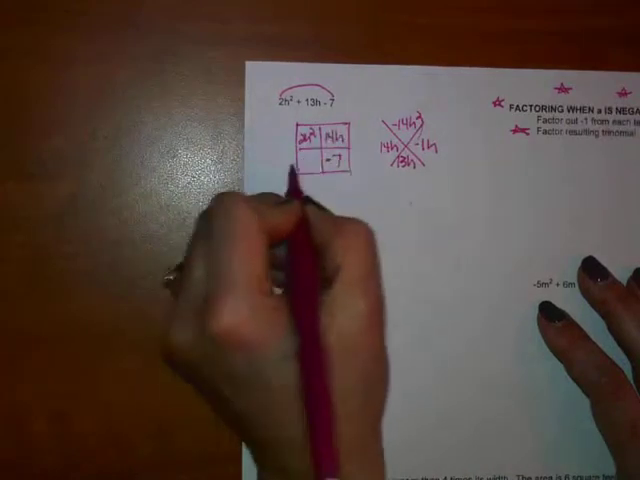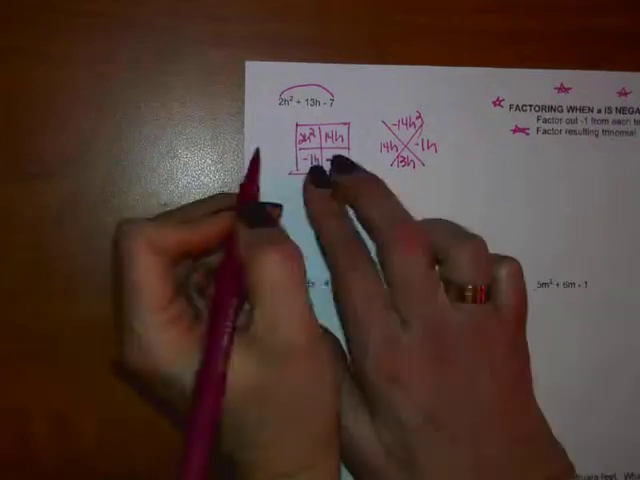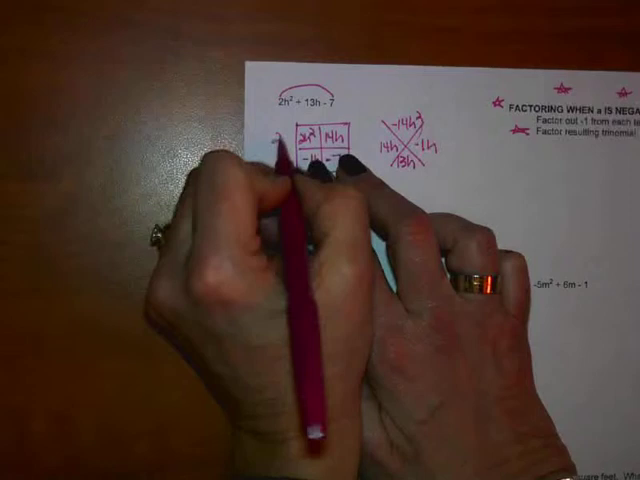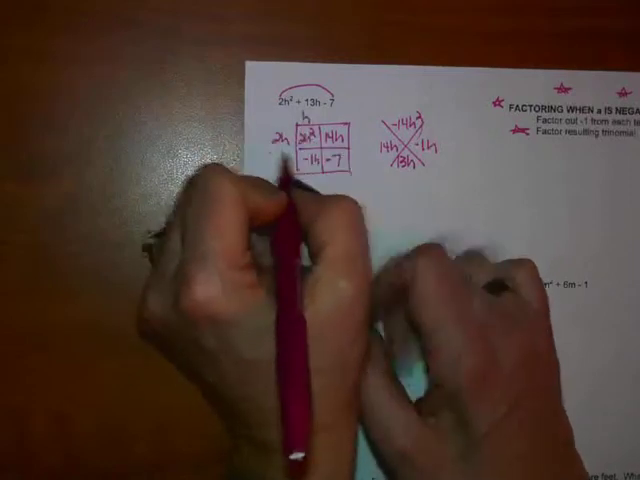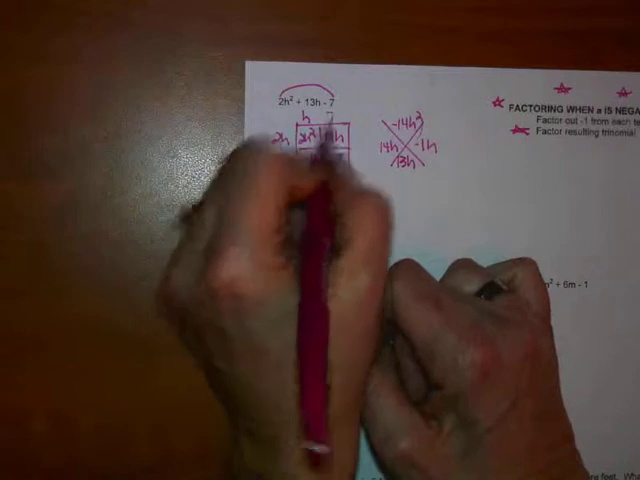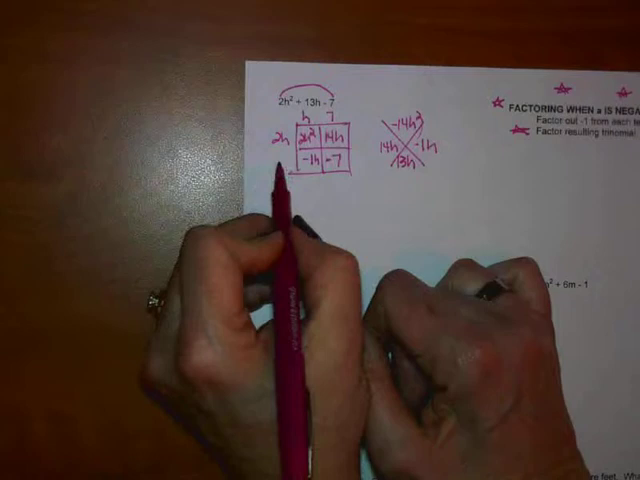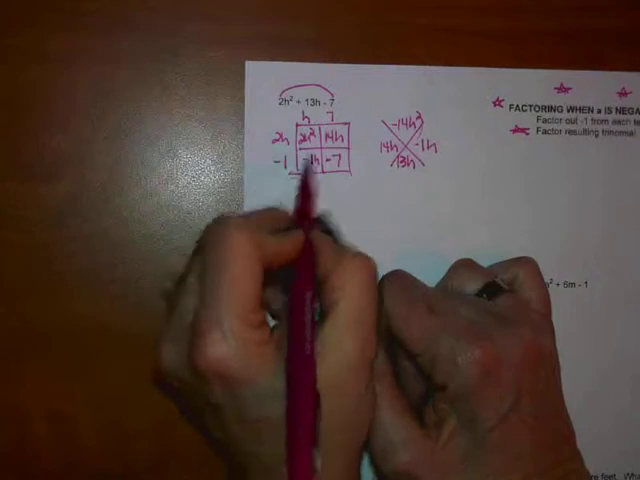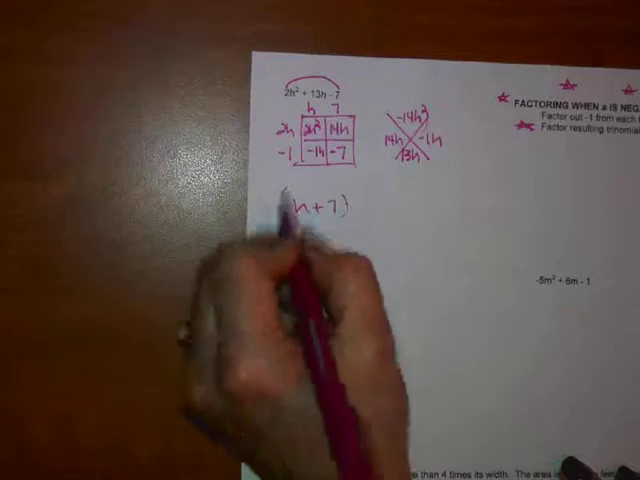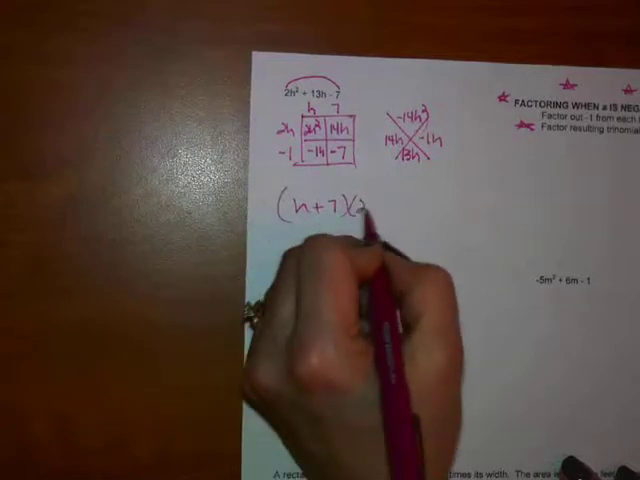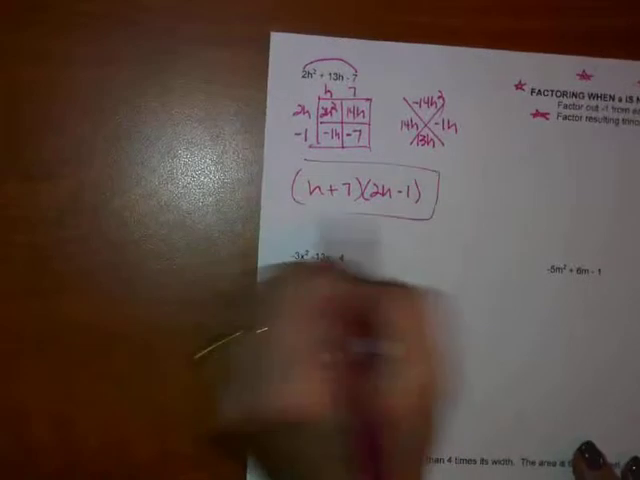So I'm going to put 14h, negative 1h, and then I'm going to look at the first row and divide out a 2h because I can from both of those. Then this would be h. This up here would be 7. 2h times 7 gives me 14h. This has to be negative 1. And then negative 1 times 7 gives me negative 7. Alrighty. So there's my factors. So there's the factors for that.